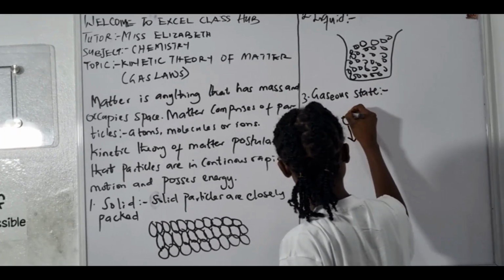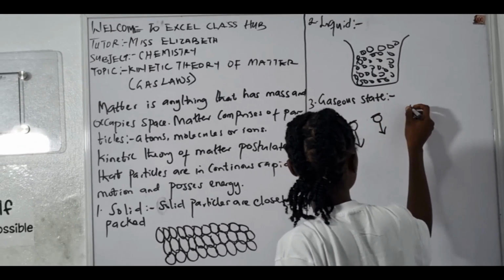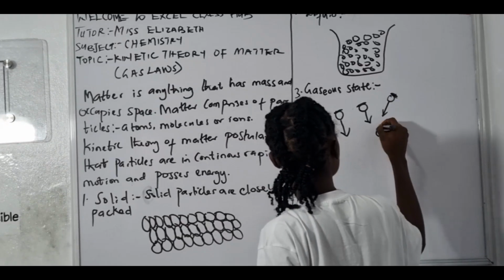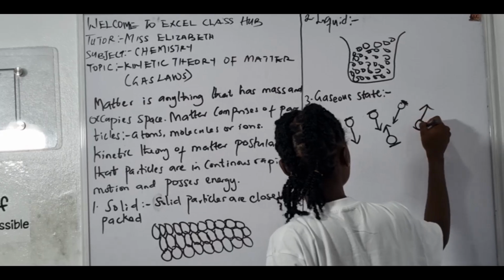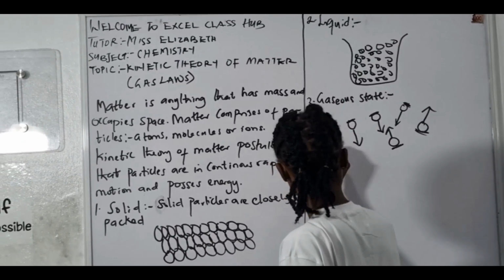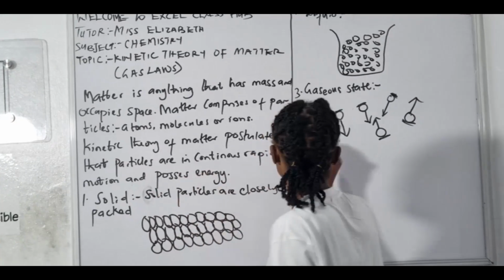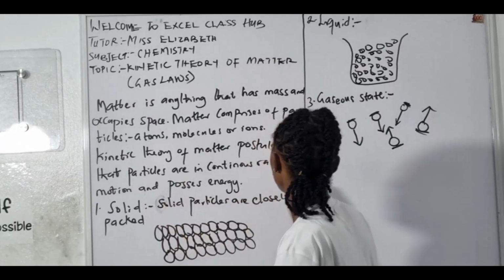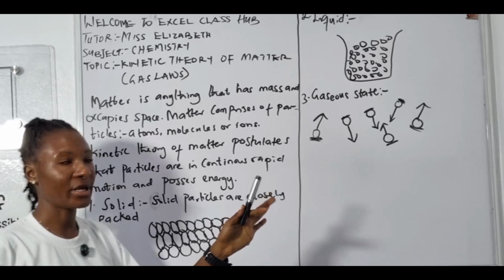Now the gaseous state. So this is a sketch or a representation of the movement of gas molecules. Their collisions are perfectly elastic and they collide with the walls of the container. So let's go to the differences between solid, liquid, and gaseous.